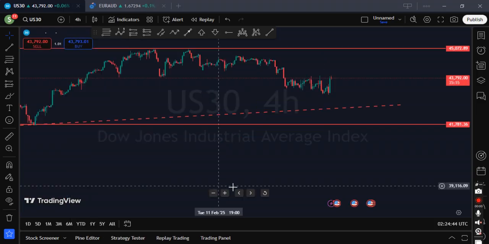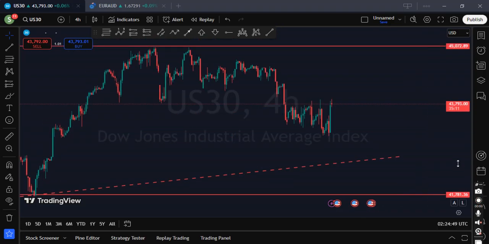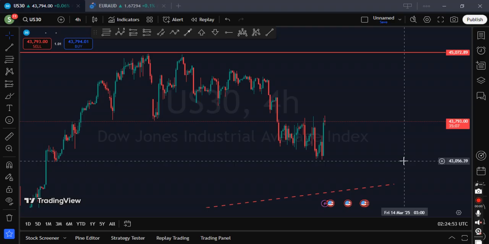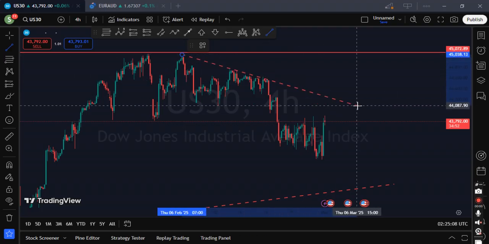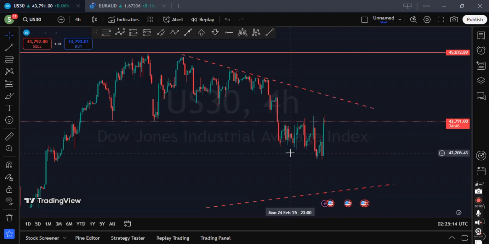So let's move on to the H4 time frame. On our H4 time frame, this is what we see. This is what we have on H4. So automatically you can see this. You cannot avoid this.